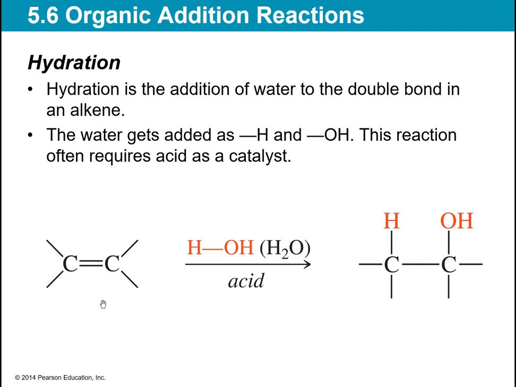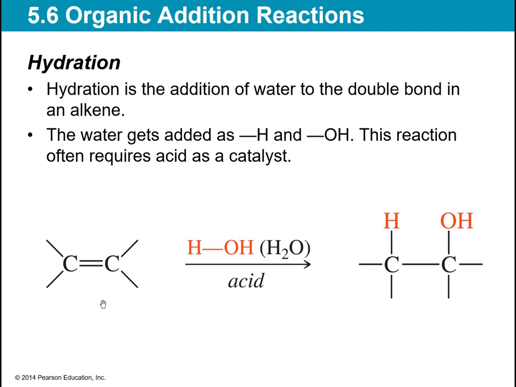So if you add water, and again, you typically have to use some kind of catalyst. This is in an acidic condition. This will speed up the reaction and allow the water molecule, which just think of water then as H and OH. So we have a hydrogen and an alcohol. It's going to add a hydrogen and an alcohol to the carbons that have the double bond.